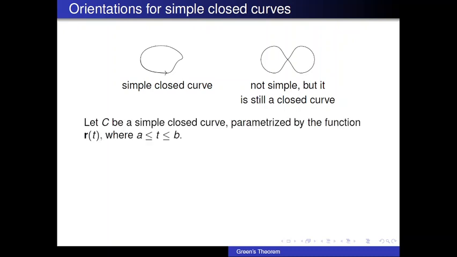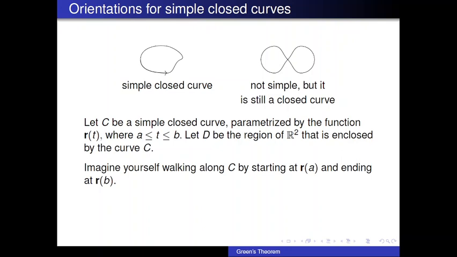All right, so let's suppose that we have one of these simple closed curves parameterized by the function little r of t. And let's say that D is the region of the plane that is enclosed by this curve. So here's our example of a simple closed curve. Inside here is the region D, right? A simple closed curve in the plane has an inside and an outside. So let's let D denote the inside.